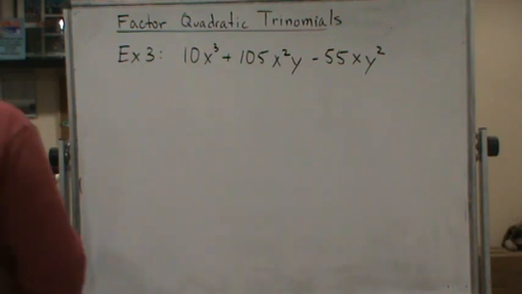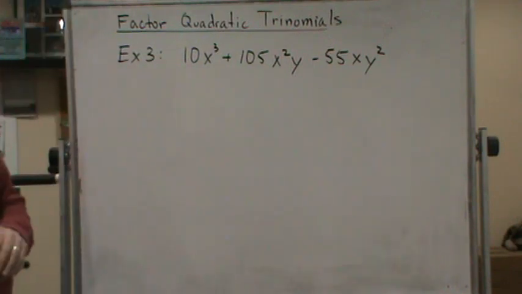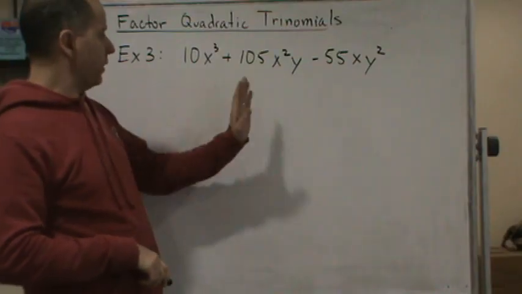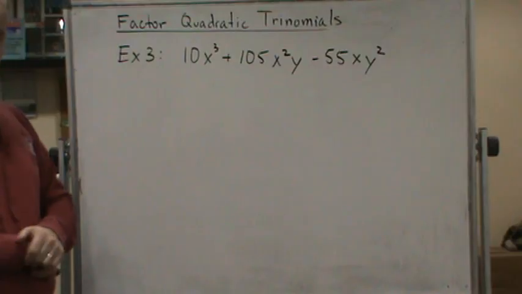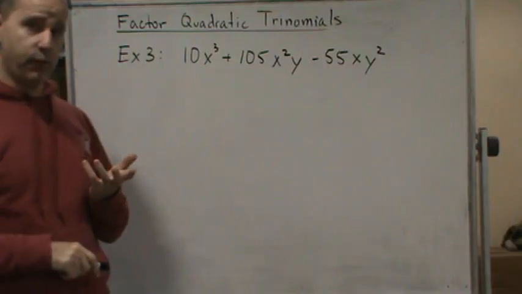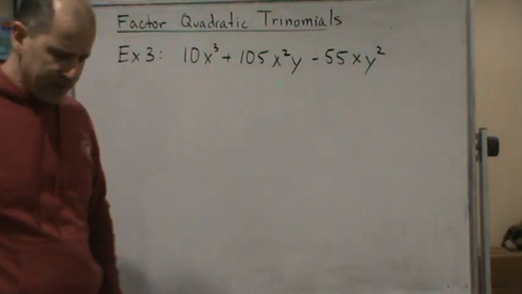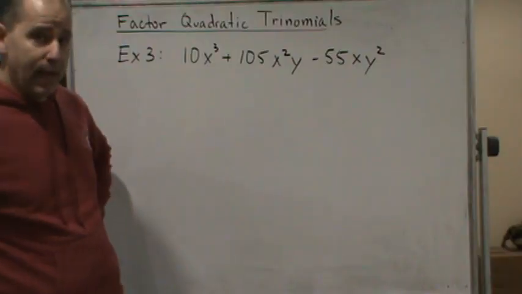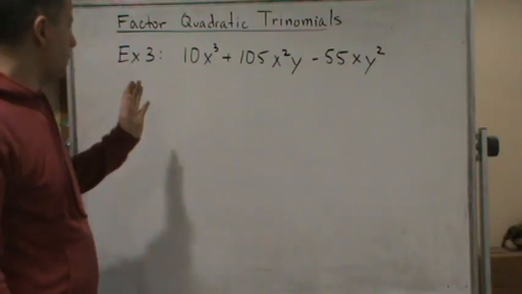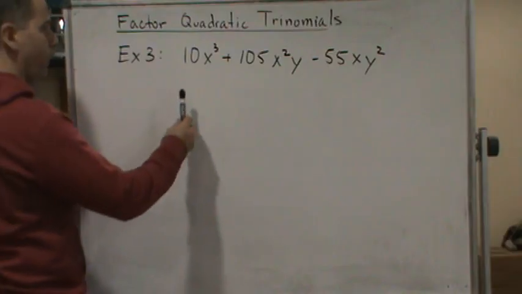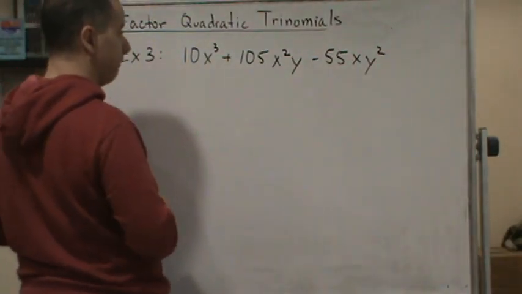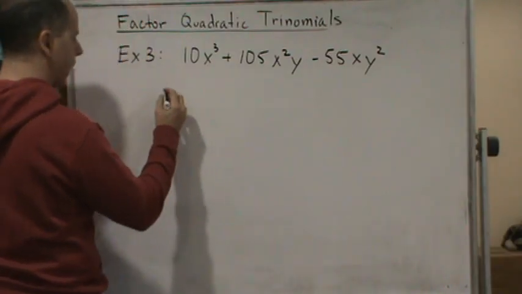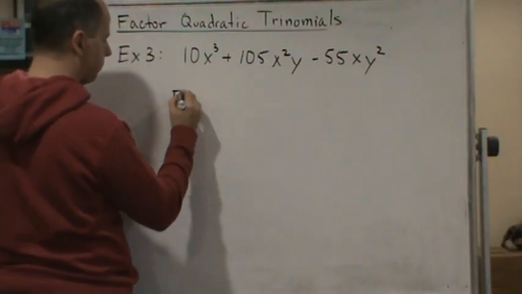All right, welcome back. Now, here's another example of a trinomial, but it doesn't look like a quadratic trinomial. But notice what was the first thing I said last time. Always look for a greatest common factor. So the first thing I'm going to look at is the coefficients. There's definitely a common factor here of 5. So if I factor out a 5, right?